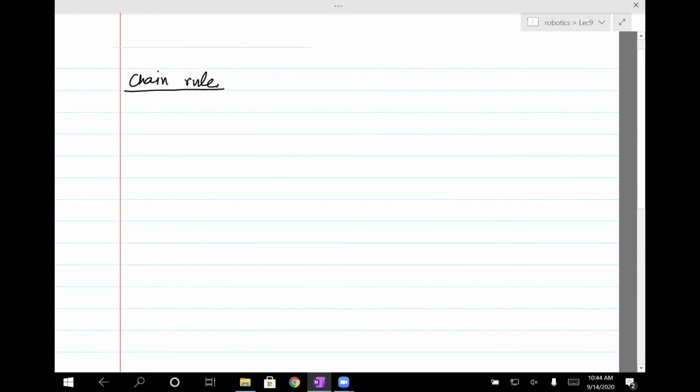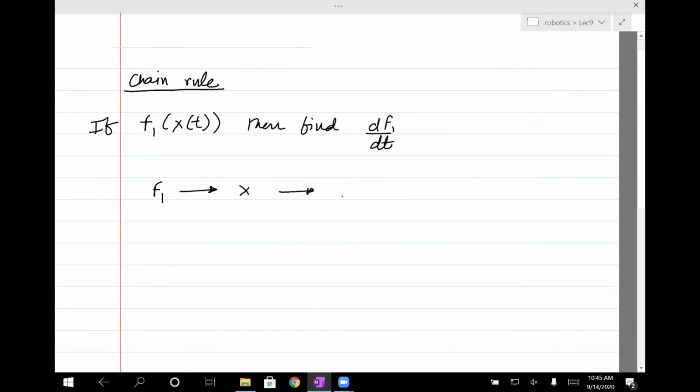I'm going to motivate it with examples. So we looked at how to differentiate f, where f was a function of x, and we found df dx. But what if we were told to find the derivative of a function f, let me call it f1, where it's not just a function of x, but x is in turn a function of t? Then if this is true, find df1 dt. And the way I like to think about this is that f1 is a function of x, which in turn is a function of t.